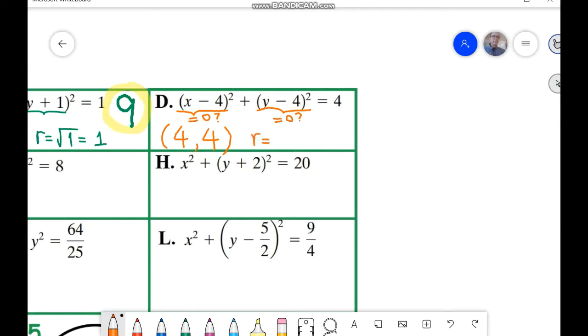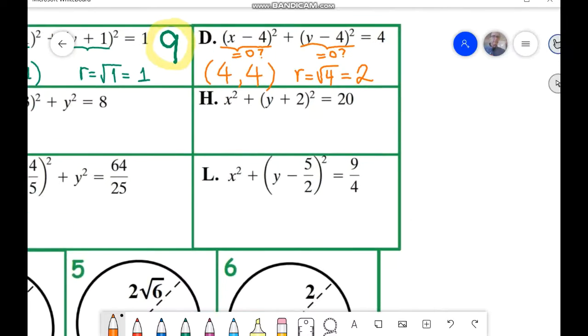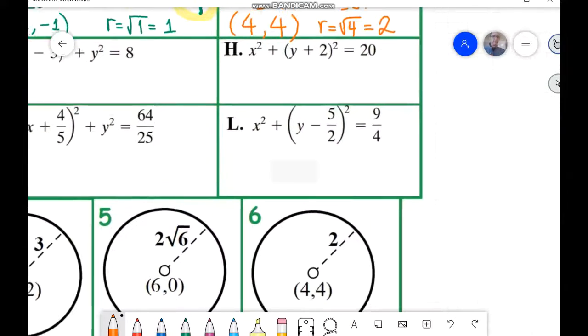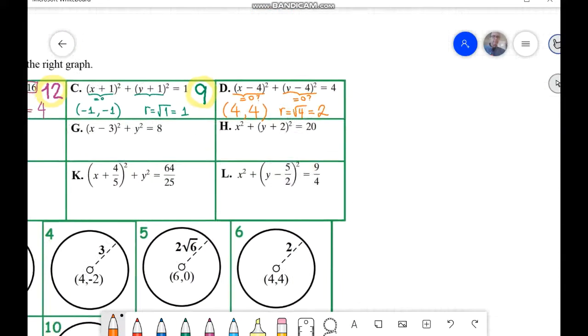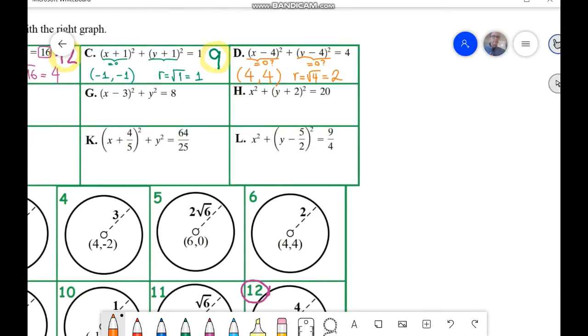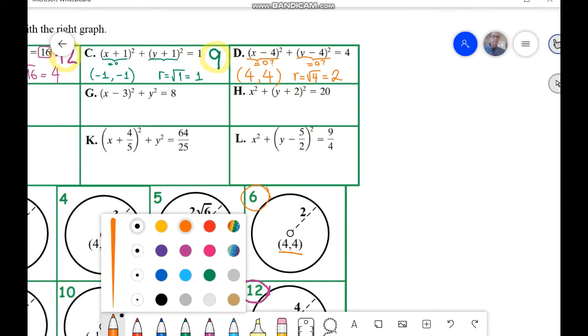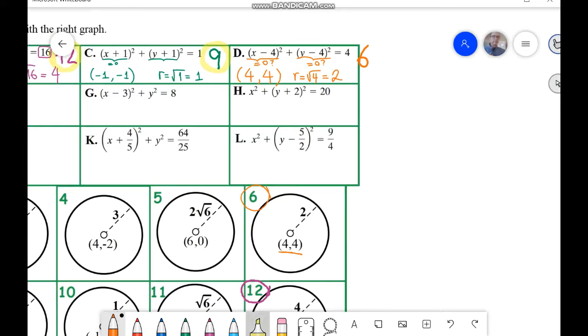And the radius, the square root of 4. Square root of 4 is 2. Find the right option. I think I can see. Radius is 2, and center is x equals 4, y equals 4. The answer is 6. 6 is the right answer.